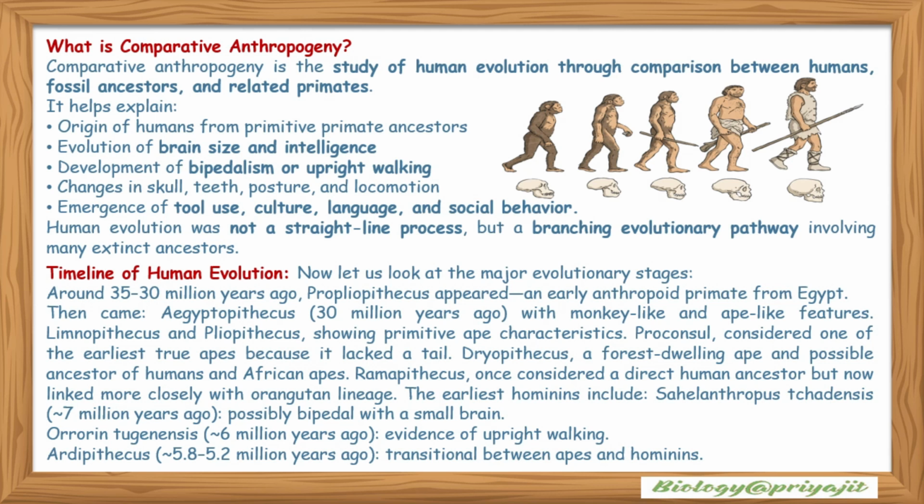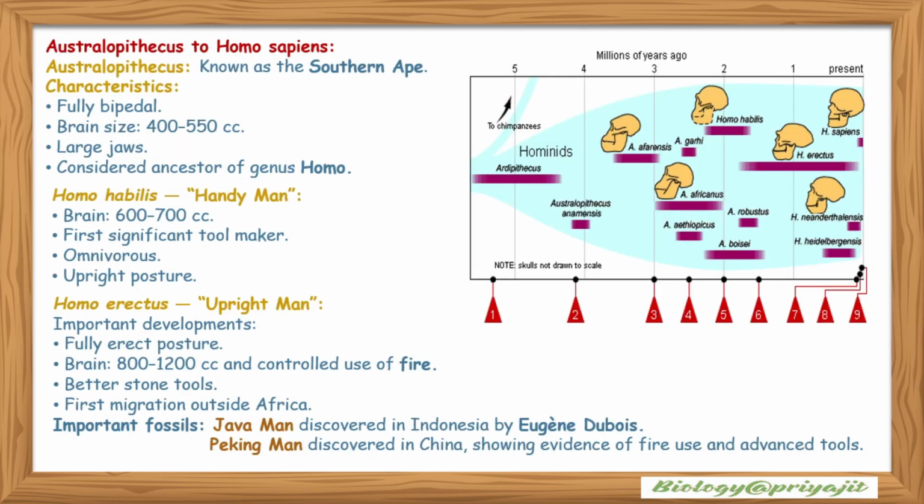The earliest hominids include Sahelanthropus tchadensis about 7 million years ago, possibly bipedal with a small brain. Orrorin tugenensis about 6 million years ago, evidence of upright walking. Ardipithecus about 5.8 to 5.2 million years ago, transitional between apes and hominids. Australopithecus to Homo sapiens. Australopithecus is known as the southern ape. Characteristics include they are fully bipedal, brain size is 400 to 550 cc. They have large jaws. They are considered ancestors of genus Homo.